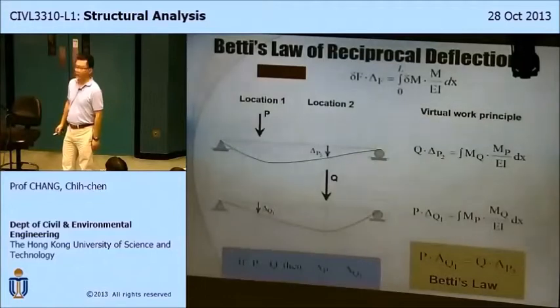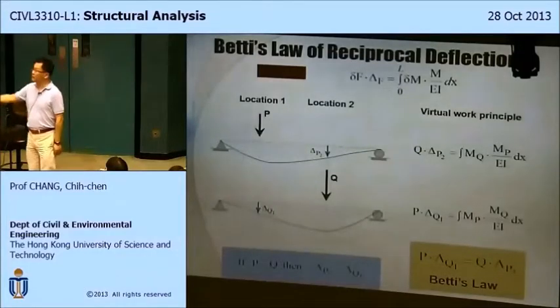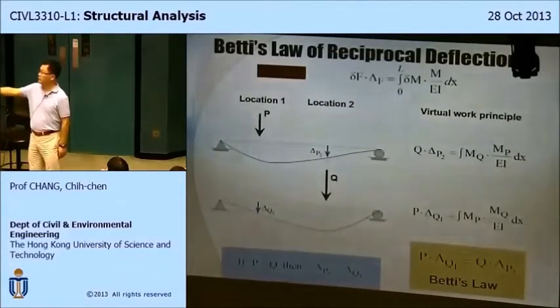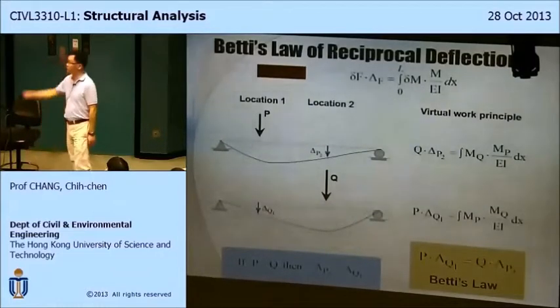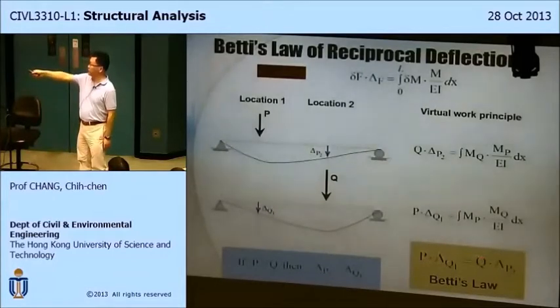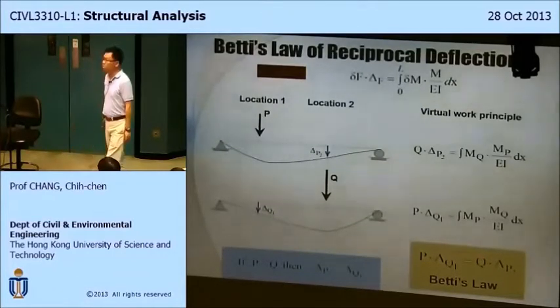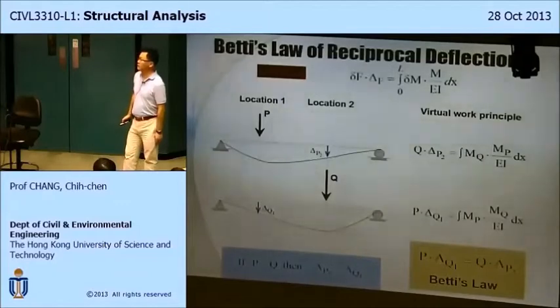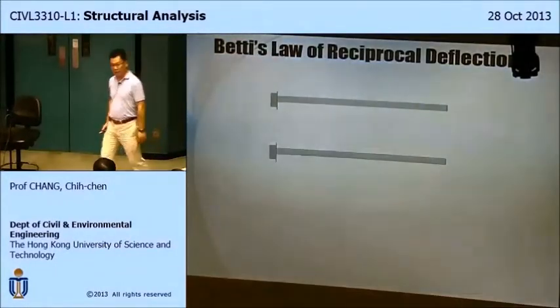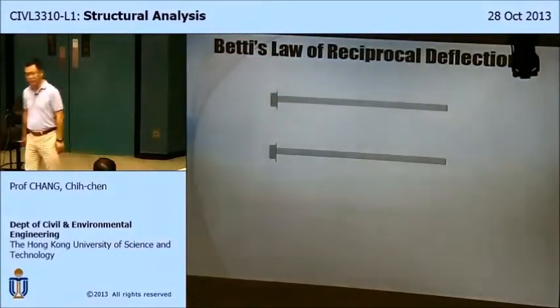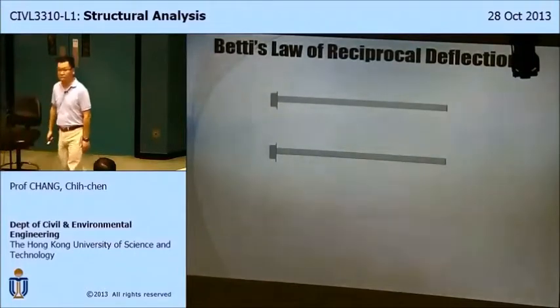Now, so what does that imply? It implies this. If P is equal to Q, then this displacement is equal to that displacement, according to this Panties Law. If P equal to Q, then this is equal to that. So obvious. OK, so what does that translate into? It translates into this interesting phenomena.